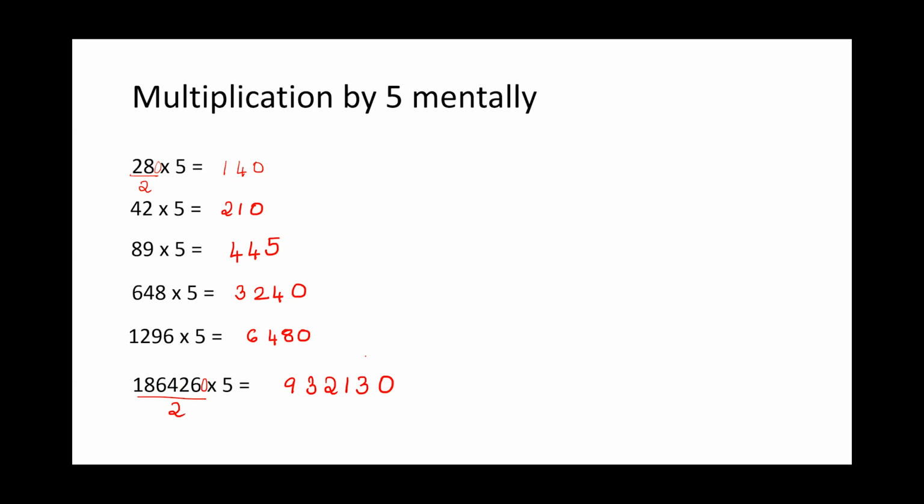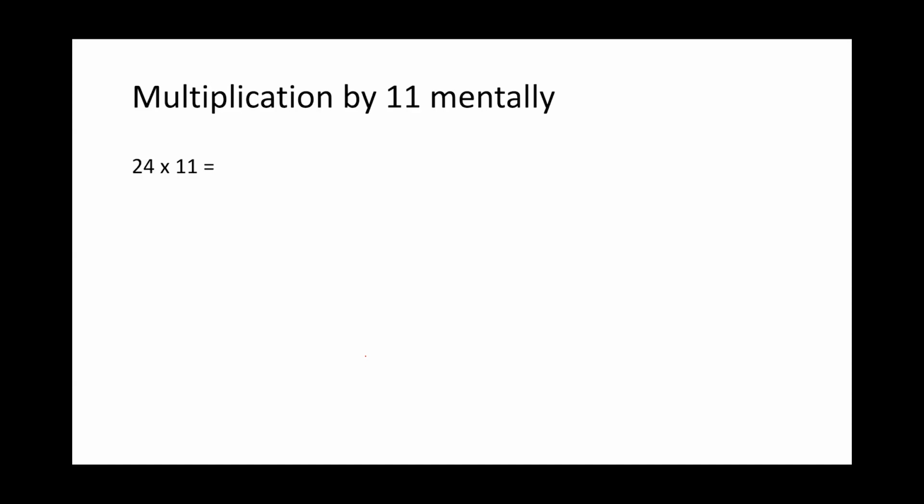Similarly, let's see multiplication by 11. So 24 into 11. Now when we multiply with 11, it is 10 plus 1, which effectively means 240 plus 24. And you get 264. So you don't have to write any step here. 24 into 11, you can start with 2, then add 2 plus 4, gives you 6, and then 4.